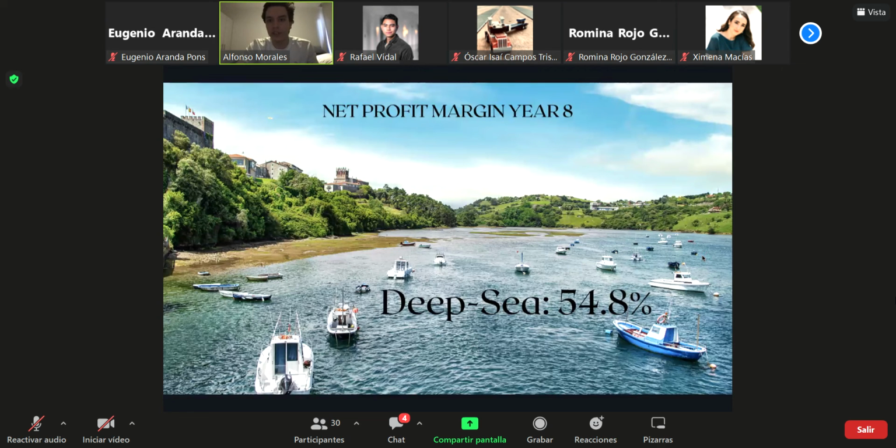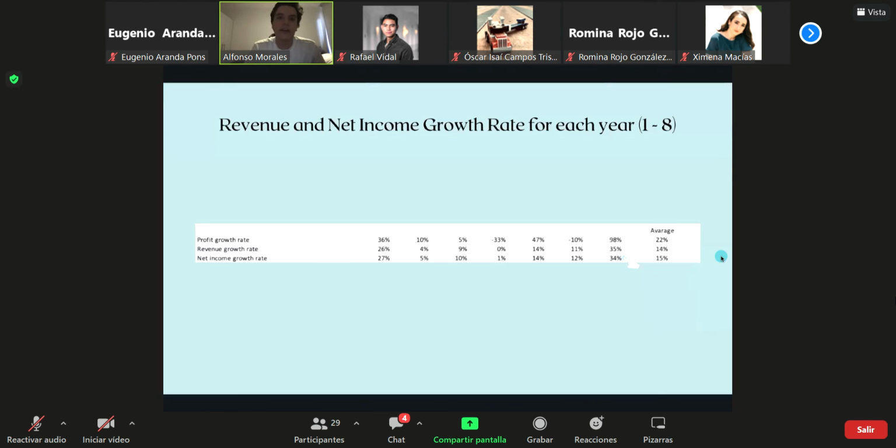Our net profit margin for year 8, since we only have ships in the deep sea, we calculated with the equation net profit divided by revenue, and that is 54%. And as I said, we only have ships in that area. Our revenue growth rate had a 0 during year 5, but we didn't lose.